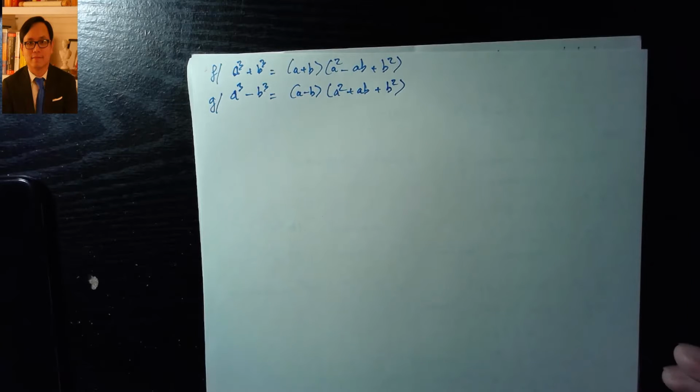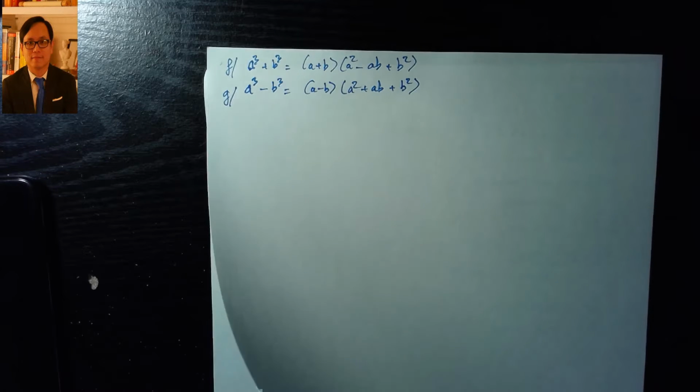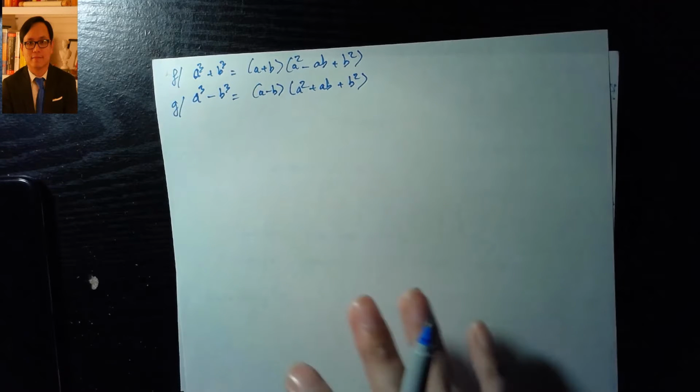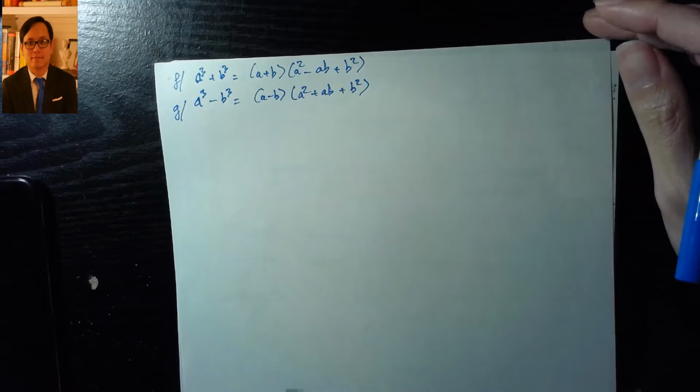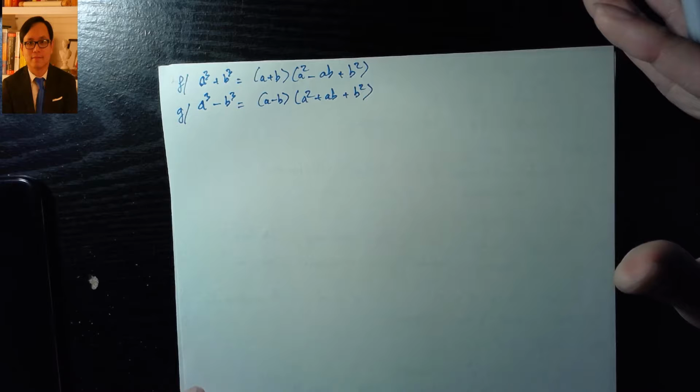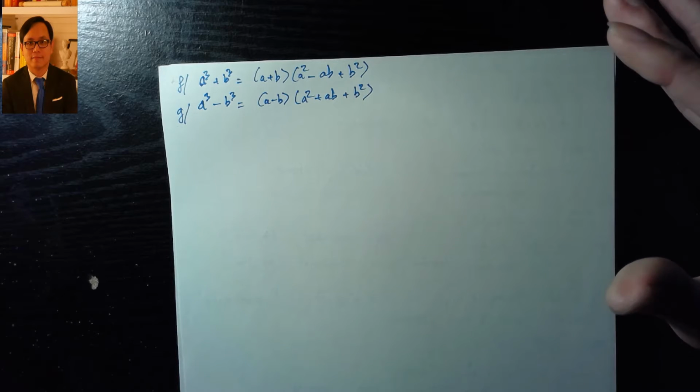So all of these formulas right here, 1, 2, 3, 4, 5, 6, 7, they're all 7 formulas over here. You have to memorize them. Because I think that if you memorize them, it's easier for you to expand a polynomial, or it's easier for you to factor a polynomial. So let's go through some examples.